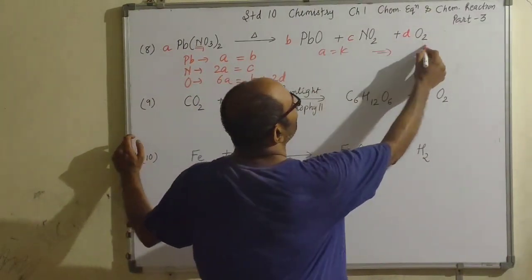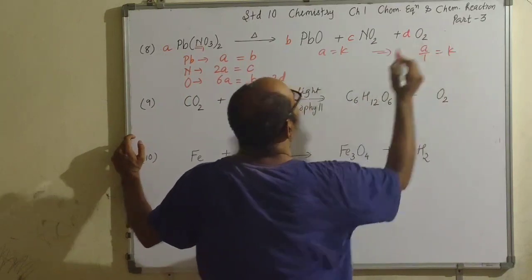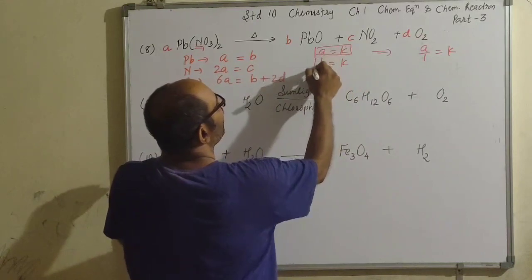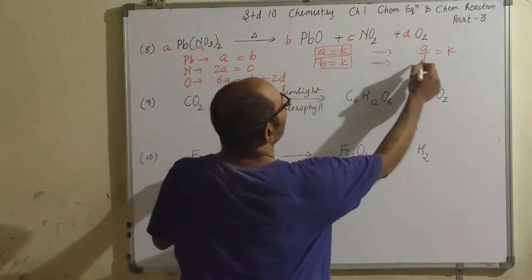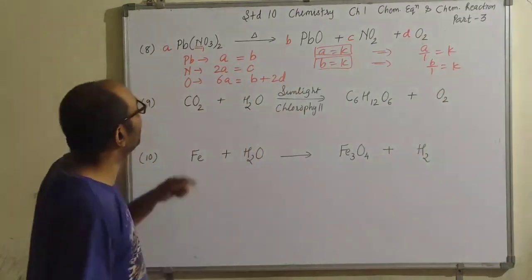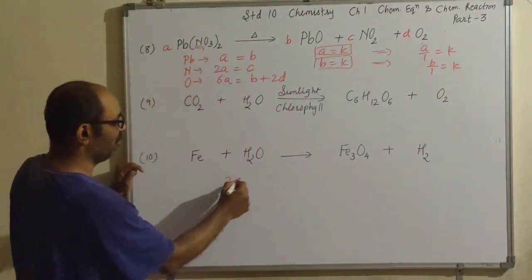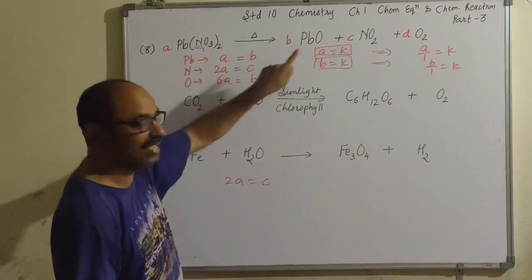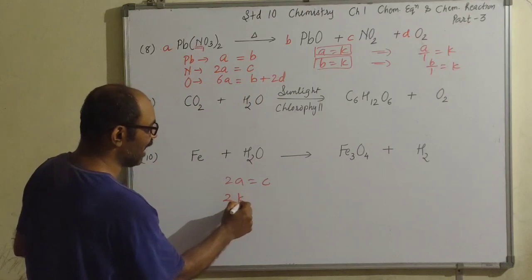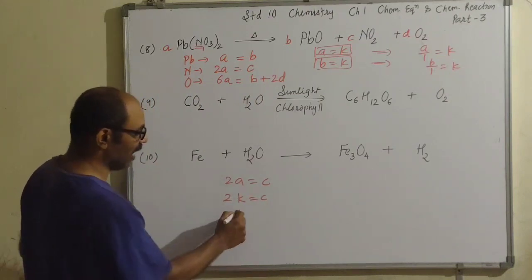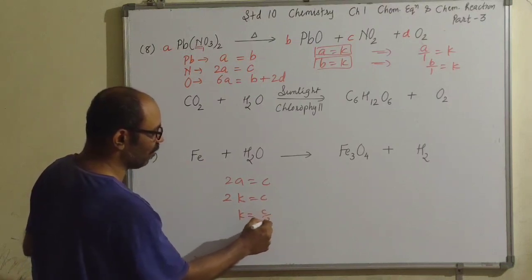A upon 1 is equal to K. And you can say B is also K. This is value of A and value of B. B upon 1 is equal to K. I pick up this second equation. 2A is equal to C. Now the value of A is known as K. So I'll put that 2K. Instead of A, K is equal to C. Now I want only K. So K is equal to C upon 2.